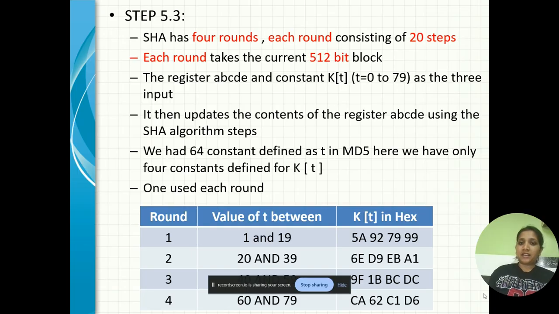Each round takes the current 512-bit block, the registers A, B, C, D, E, and constant K[t], t equals 0 to 79, as 3 inputs. It then updates the contents of the registers A, B, C, D, E using SHA algorithm steps. We had 64 constants defined as T in MD5. Here we have only 4 constants defined for K[t], one used in each round, with the value of K[t] in hexadecimal.